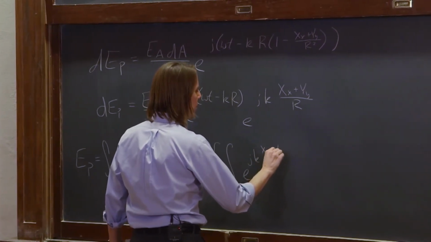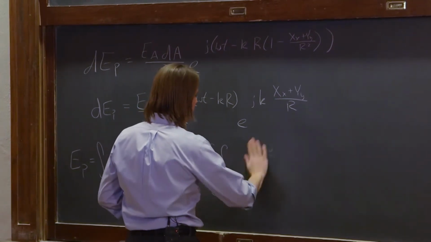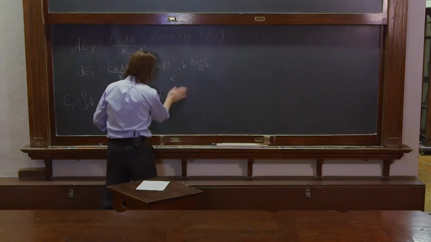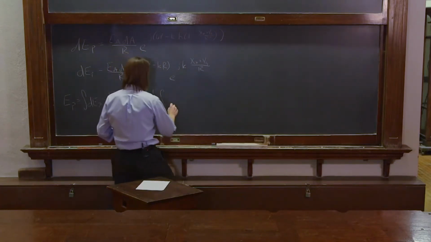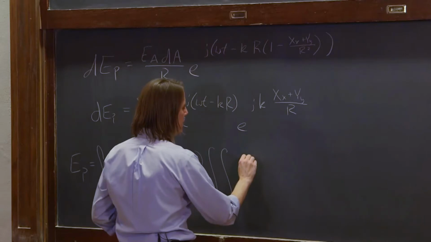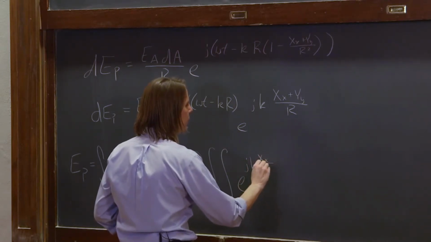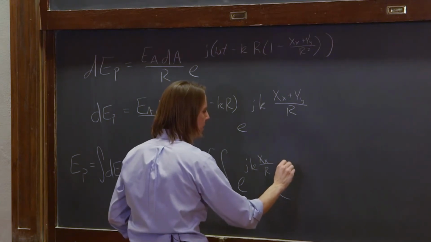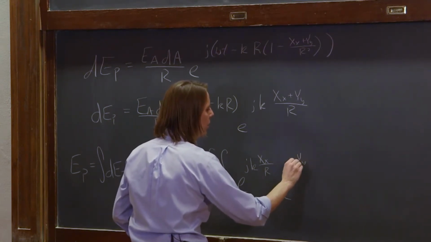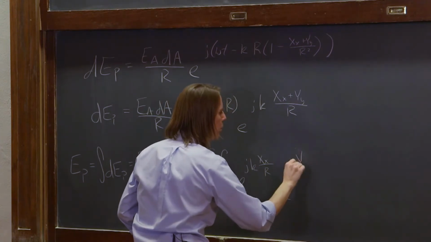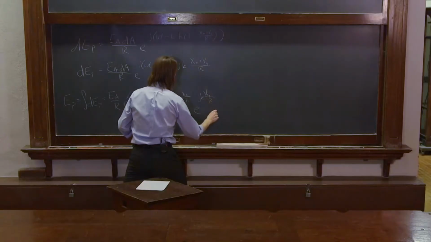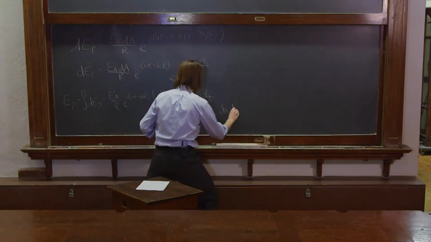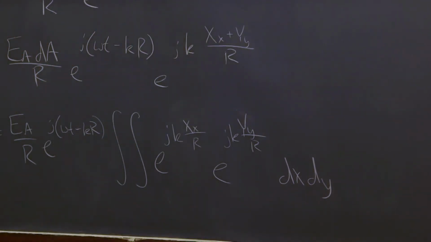xx plus y. In fact, actually, we'll go ahead and separate those out. We don't want those together. They'll just cause trouble. Those are troublemakers. We got one e to the jk xx over r. And since it's plus, just the product of the two, e to the jk y over r. And then dx dy. And we put on the limits.